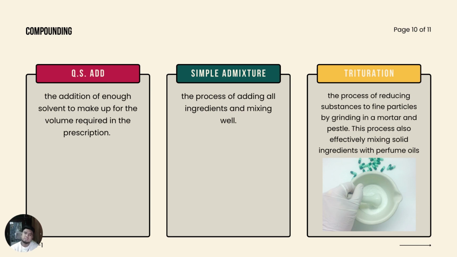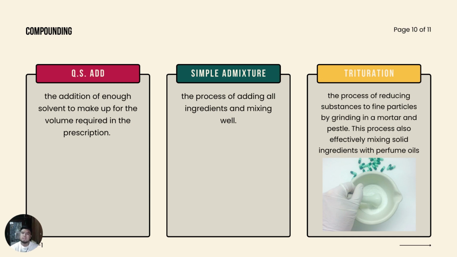Next is simple admixture. It is the process of adding all ingredients and mixing well. So, sa madaling salita, ang simple admixture ay ang pag-add lang ng iba't ibang ingredients sa pwedeng sa beaker or other glasswares or laboratory equipments.